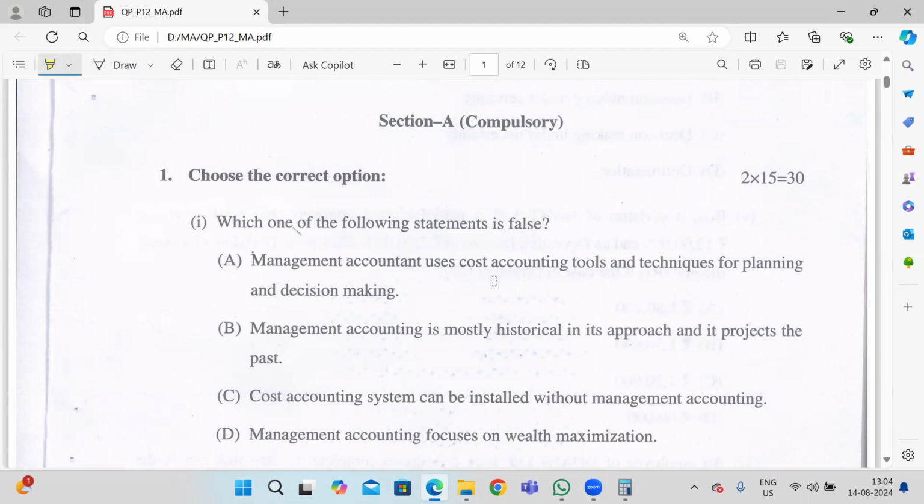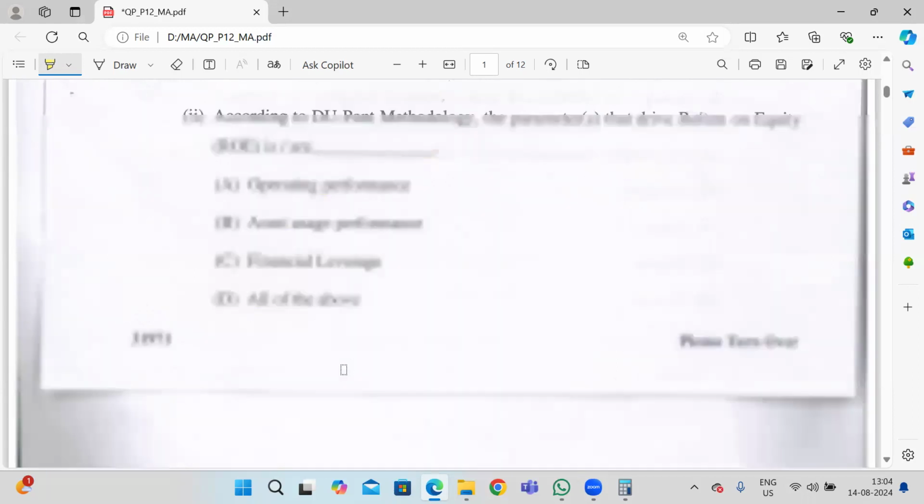Management accountant uses cost accounting tools and techniques for planning and decision making. Obviously, yes. So, this is a true statement. Management accounting is mostly historical in its approach and it projects the past. But we are projecting the future. So this is the false statement. So option B is the right answer.